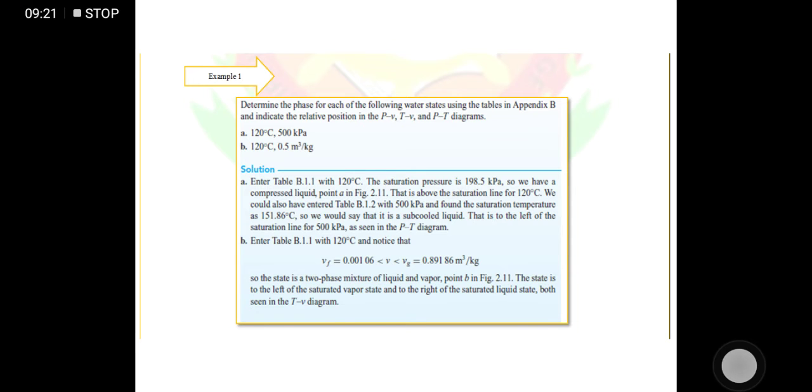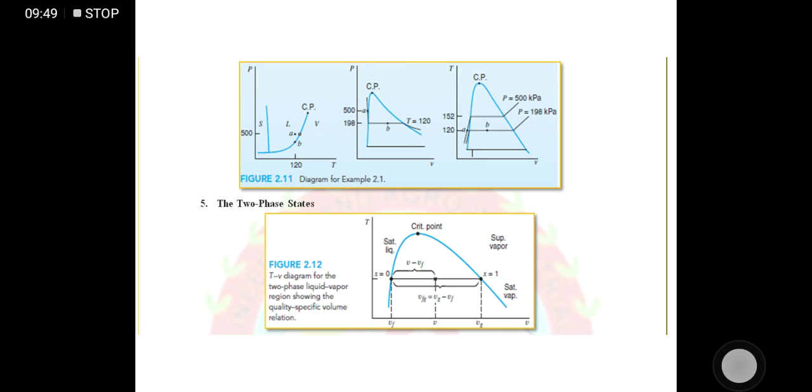So since yung 0.5 natin is in between this 0.00106 at saka 0.89186, therefore our phase here sa letter B is saturated din. Tama? Okay, so the state is to the left of saturated vapor state and to the right of saturated liquid state. So therefore, it is saturated. Same with A. Okay? So pakitingnan na lang to yun siya, okay?